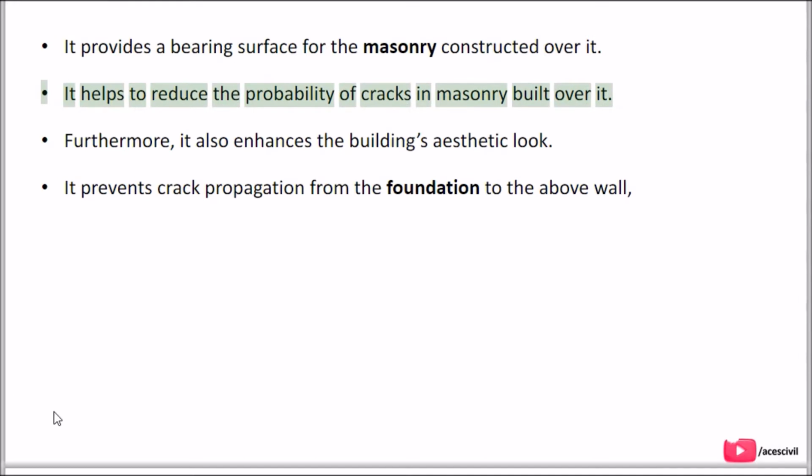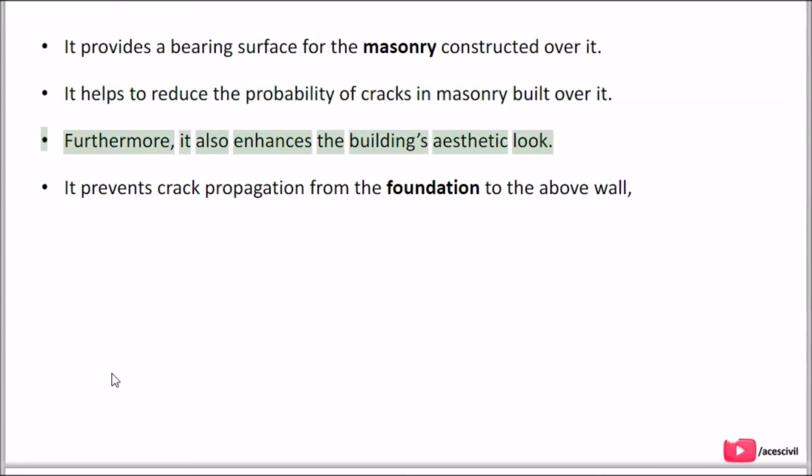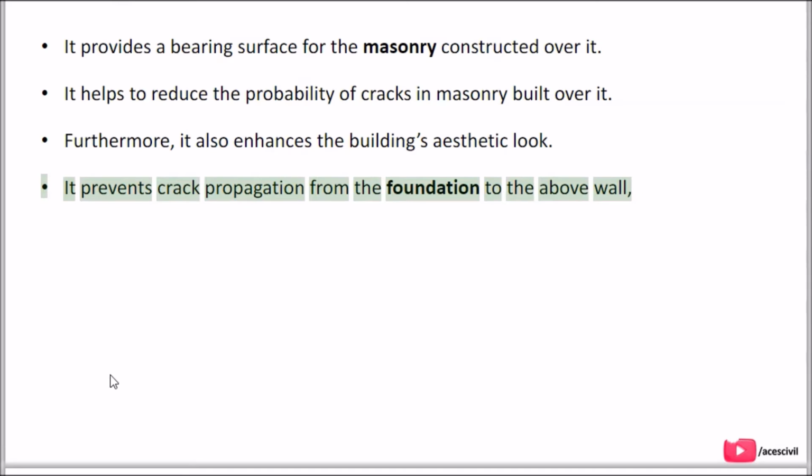It helps to reduce the probability of cracks in masonry built over it. Furthermore, it also enhances the building's aesthetic look. It prevents crack propagation from the foundation to the above wall.